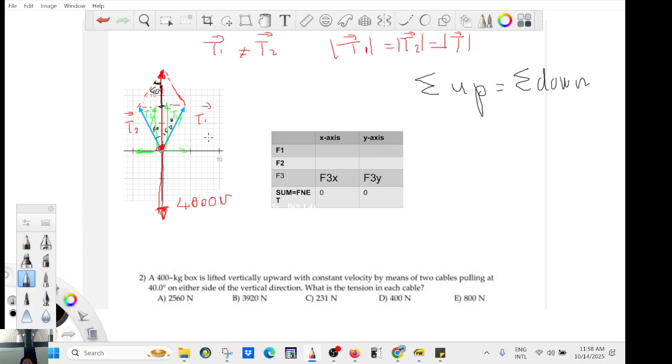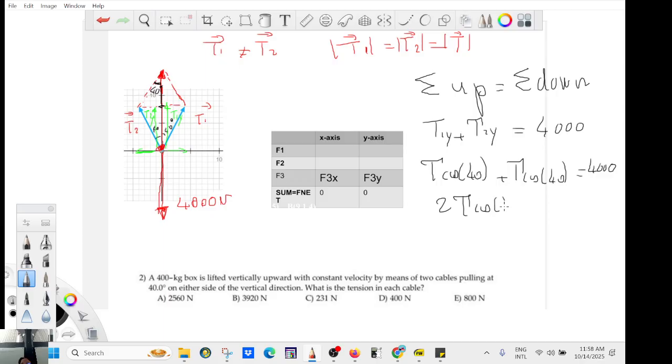So they team up. So you have the Y component of T1 plus the Y component of T2 teaming up to fight 4,000 Newton. So that will be T, because the tension is the same, cosine 40 plus T, always in magnitude, cosine 40 equals 4,000. So you have one apple plus one apple, that will be two apples. So if you do it this way, we don't care about negative, it's only the magnitude, okay? Or everything up equals everything down.